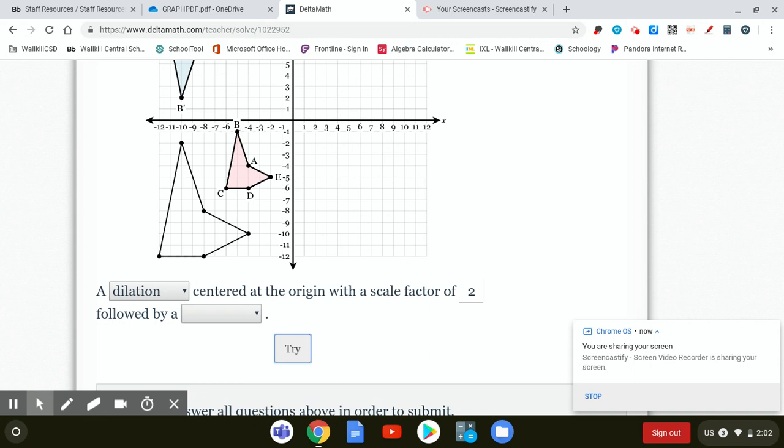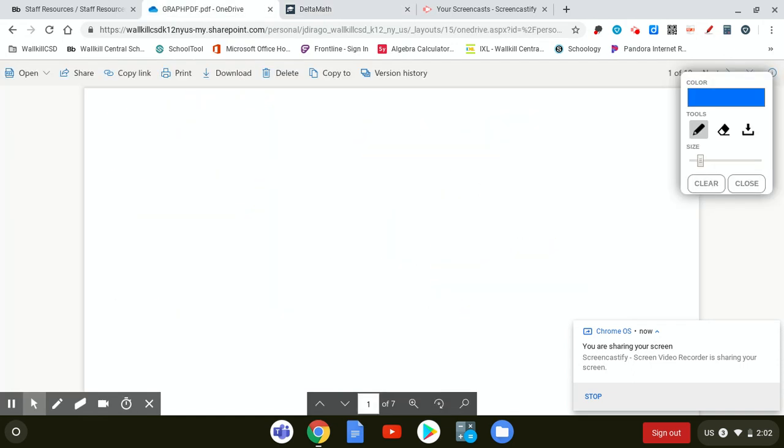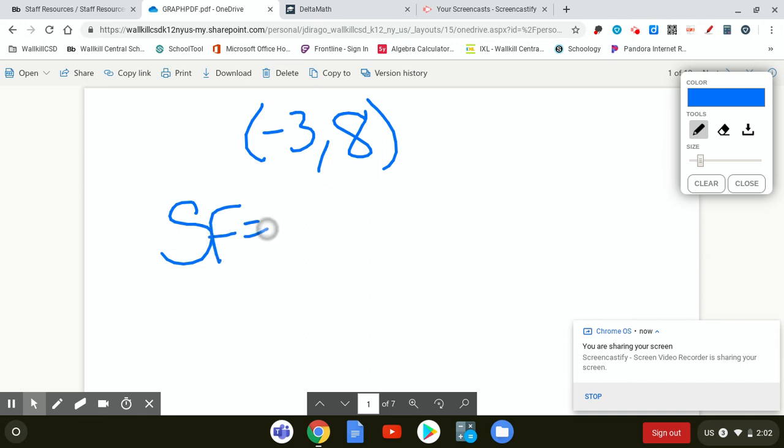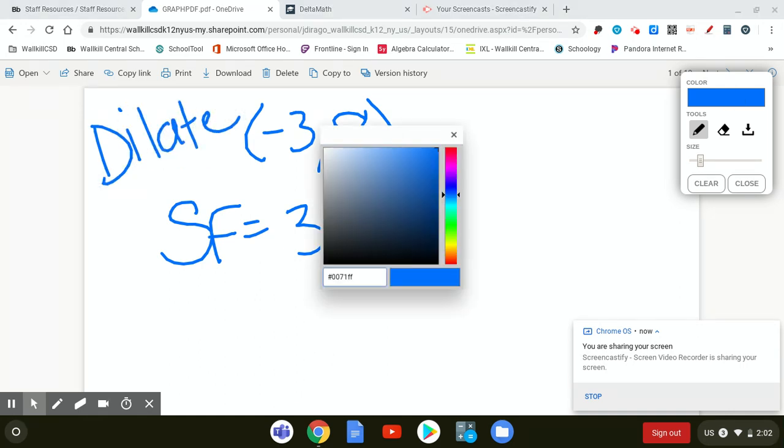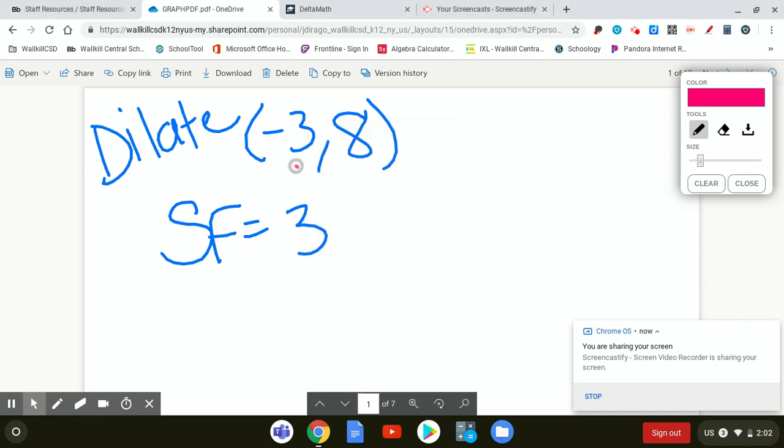So an example would be, let's do the point -3, 8, and my scale factor is going to be 3. So when I dilate this, again, you multiply each of these numbers, this number and this number, by 3. So -3 times 3 is -9. 8 times 3 is 24. So that's what my point is going to look like dilated.